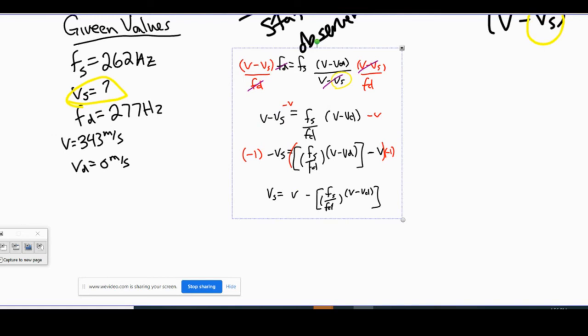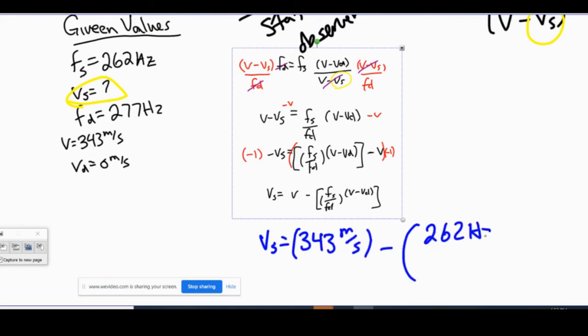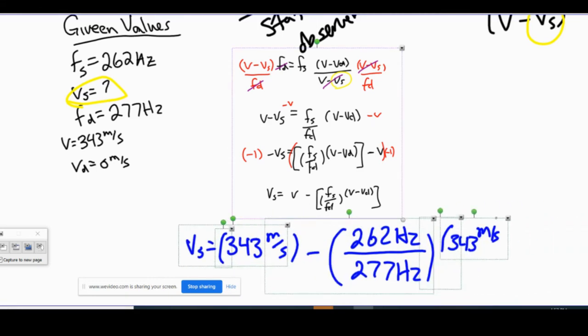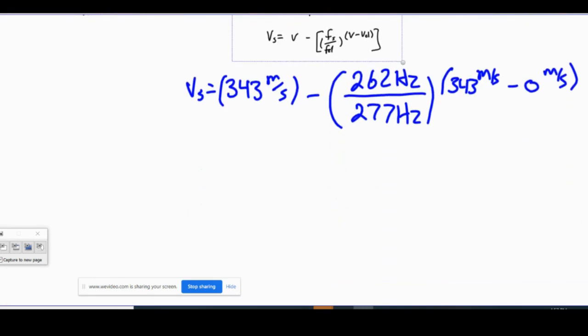All right, let's figure out the speed of our source. So the speed of our source is equal to, simplify, 262 divided by 277 times 343 is?